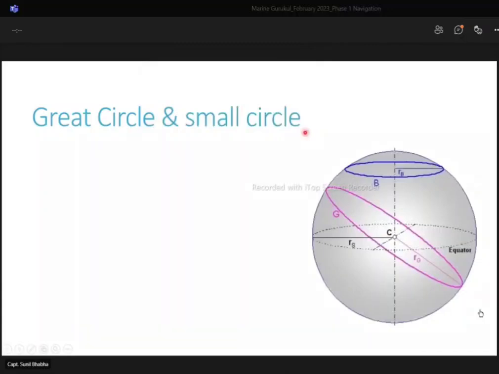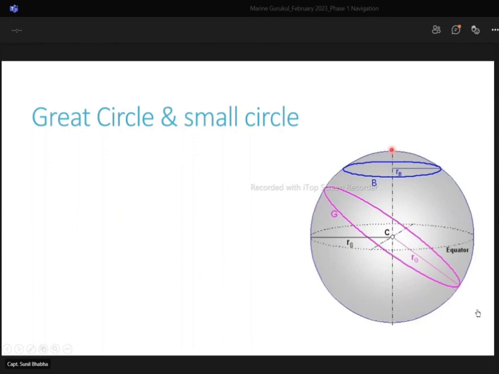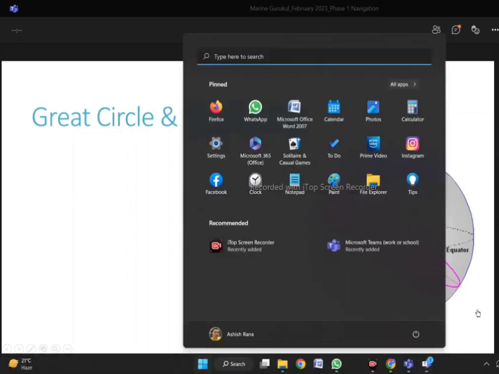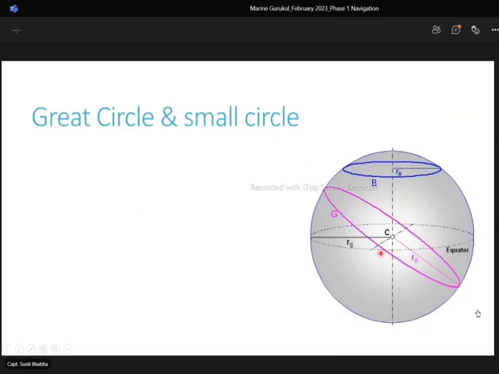We have the diagram on the screen now. This is the diagram of a sphere. You can consider this sphere as the Earth. The points at the top and bottom represent the two poles. You can see the North Pole where the pointer is right now. And the bottommost point, you can see the South Pole. And exactly midway between them, this dotted line which you see is the equator.